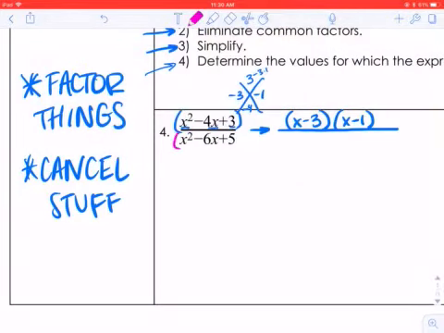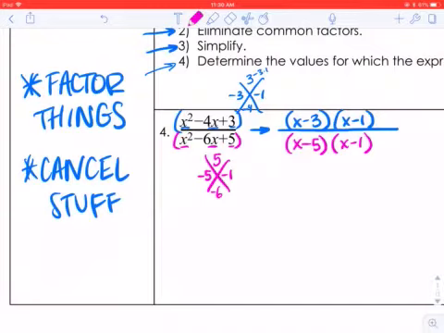I also know that I can do the same thing to the bottom part here because I have x squared, x, and a number. So I know that I'm multiplying to get 5, adding to get negative 6. That might be negative 5 and negative 1 because those multiply to get 5, add to get negative 6. So I'm going to have x minus 5 and x minus 1. So the first step was to factor things. We did that step here. Now we're going to cancel stuff.